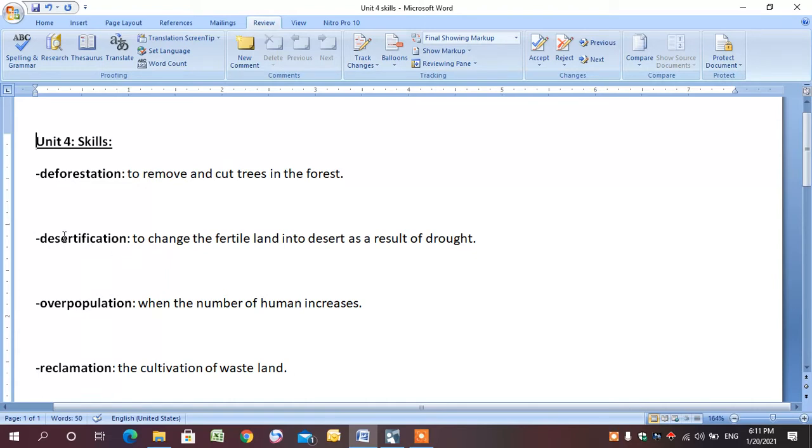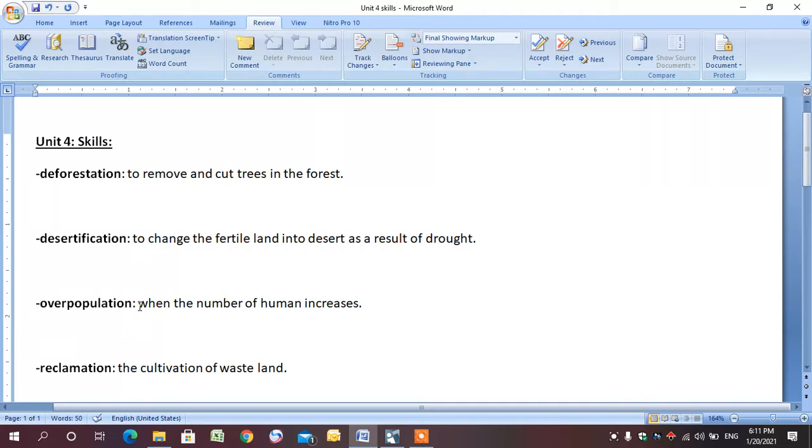Desertification comes from the word desert. So it means to change the fertile land into desert as a result of drought. So when the land becomes dry, the fertile land is changed into desert, and this is called desertification.